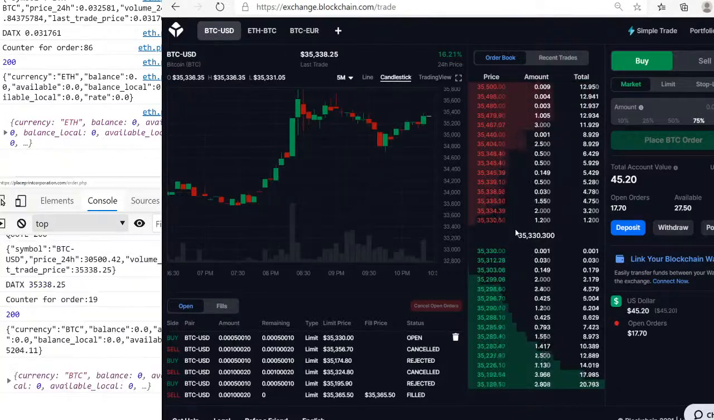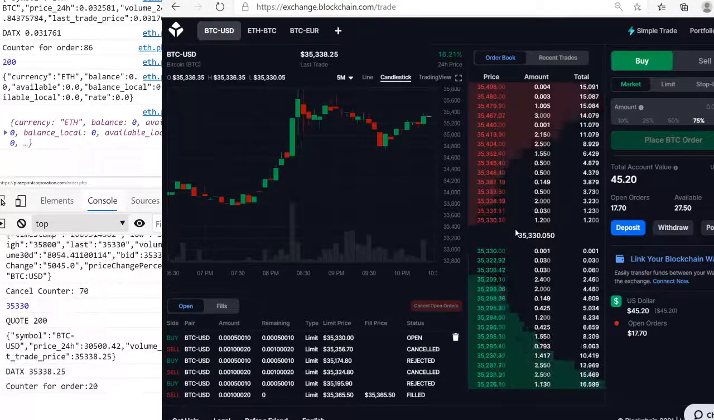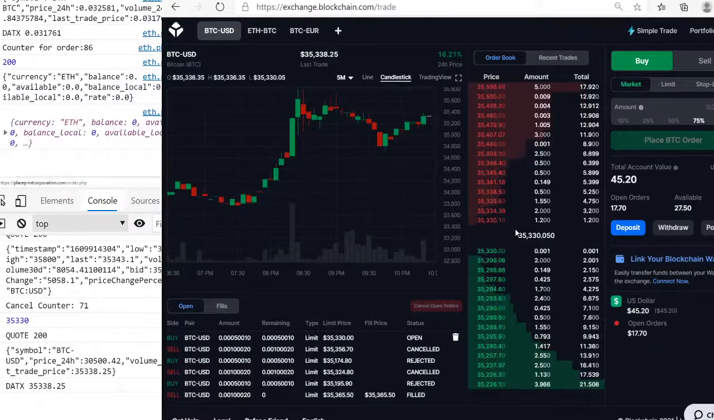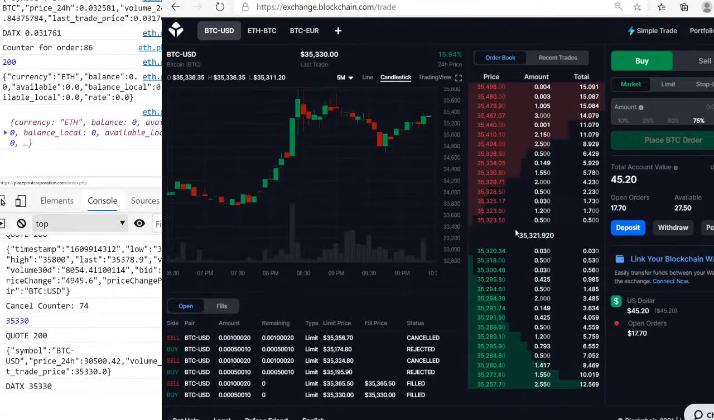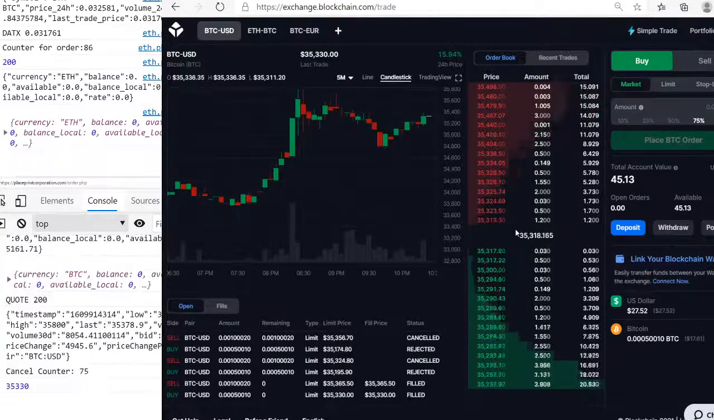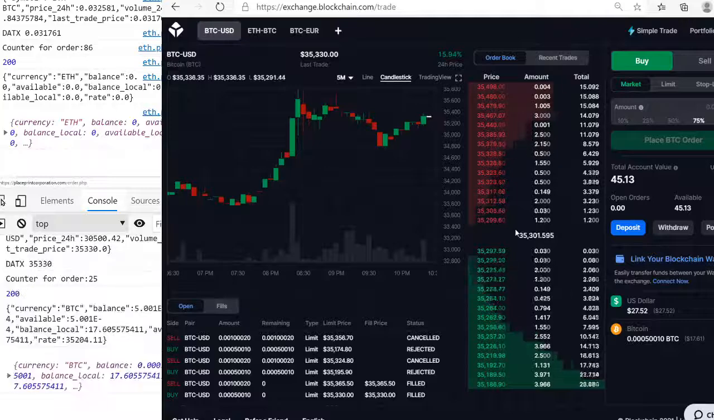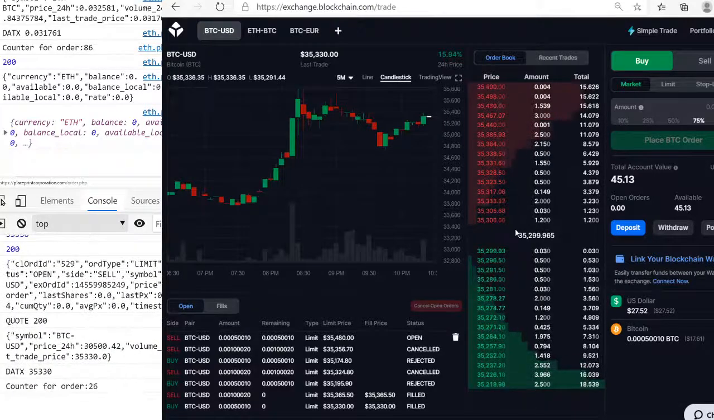They're almost about to fill us and buy more at a lower price than what we just sold. Our bid's at 33. Look at it. We just got filled again. So we sold them at 65, and it bought them back at 35,330. Ladies and gentlemen, our account value is now at 45.313 after being at 45.20.